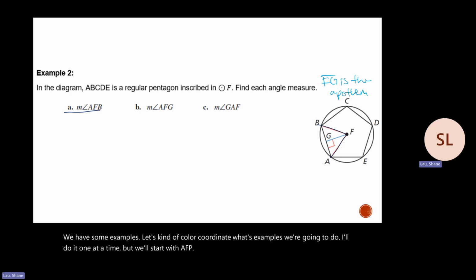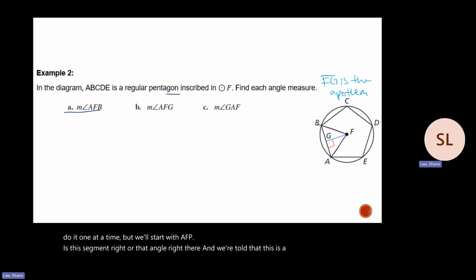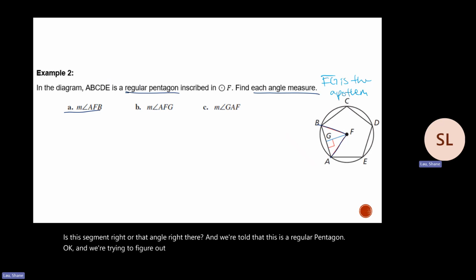AFB is this segment, or that angle right there. And we're told that this is a regular pentagon. And we're trying to figure out these angle measurements. Well, AFB is a central angle. We know it's a central angle because it's in the center, right? The angle is in the center.